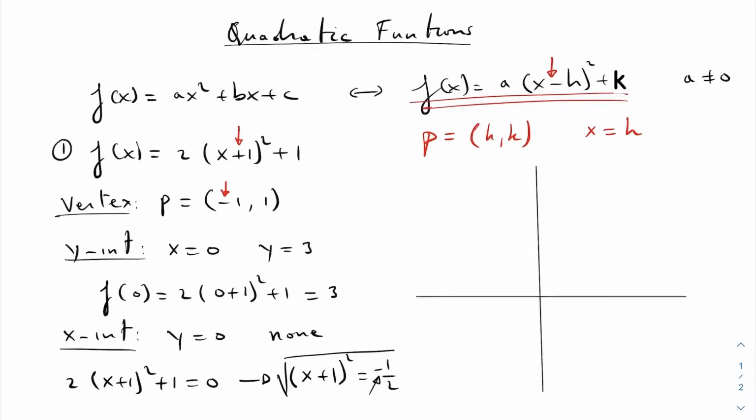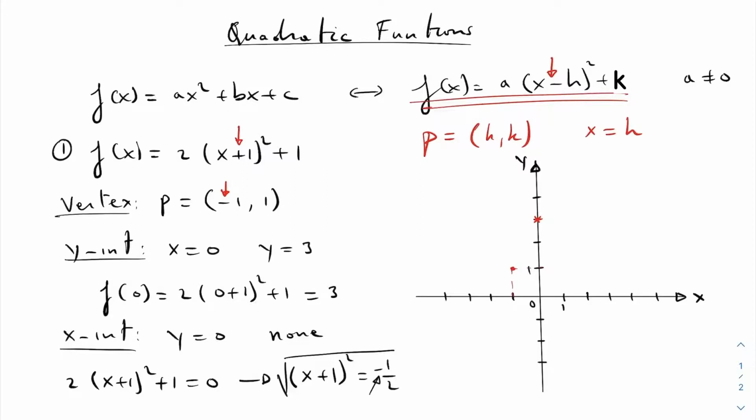Now for the graph of f of x here, I'm going to go ahead and draw my plane here. So this is going to be the xy plane. And once I'm done with that, I'm going to go ahead and plot my vertex and my y-intercept. So we're going to have the vertex here at (-1, 1). And also, we're going to have the y-intercept right here at (0, 3).